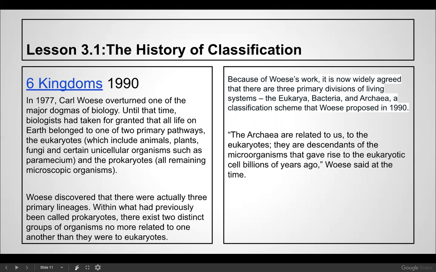Because of his work, it is now widely agreed that there are three primary divisions of living systems: eukarya, true cells; bacteria, cells without the nucleus and without membrane-bound organelles; and the archaea, a classification scheme proposed in 1990. Archaea are related to us, to the eukaryotes. They are descendants of the microbes that gave rise to the eukaryotic cell billions of years ago.